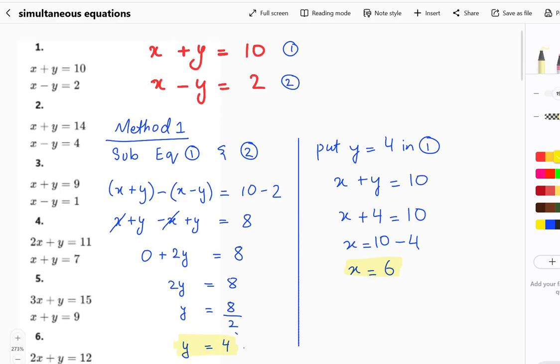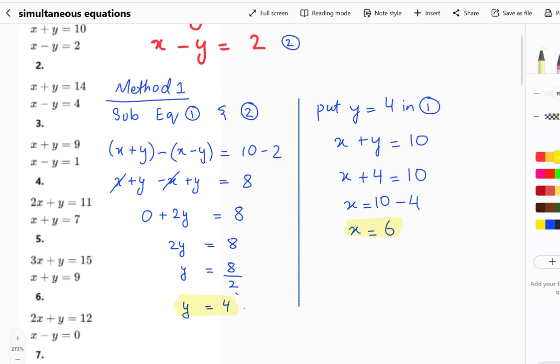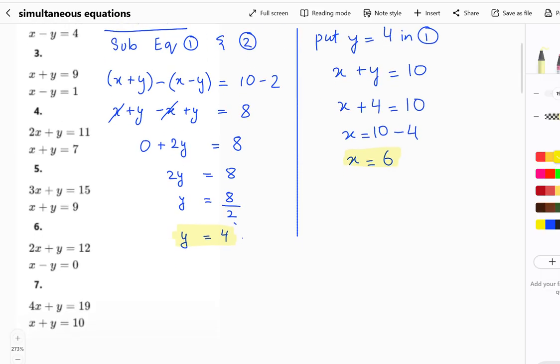So first you just have to decide if you're going to add the equations or subtract the equations. Your purpose is to eliminate one of the variables so that you can find out the value for one variable first, and using that value you're going to find out the value for the other variable. Okay, method 1 is called the solving equation method. Method 2, I'm going to show you right here with the same question. Method 2 is called substitution.